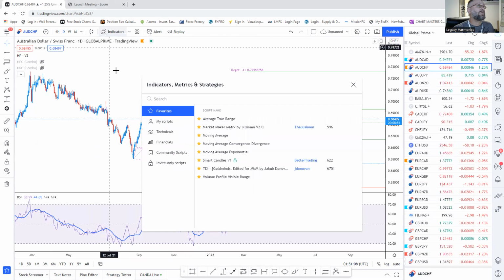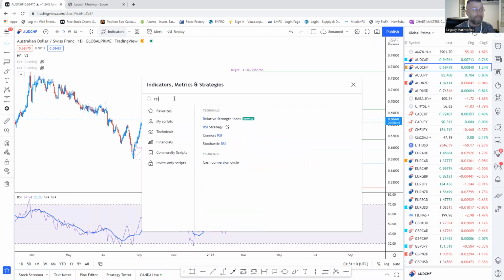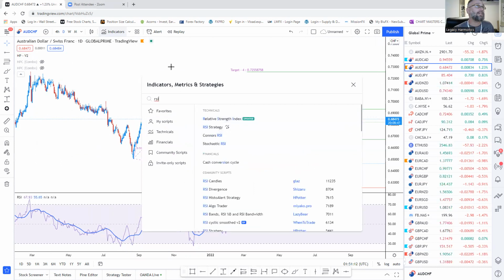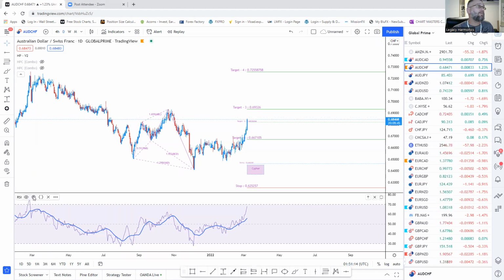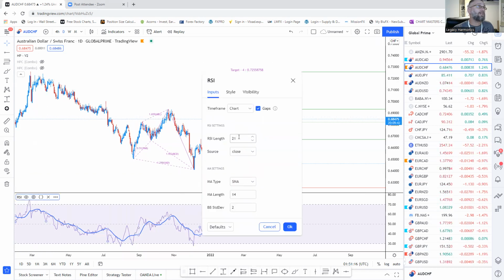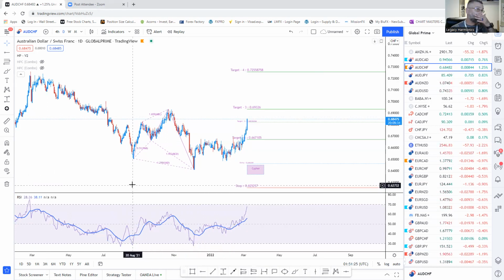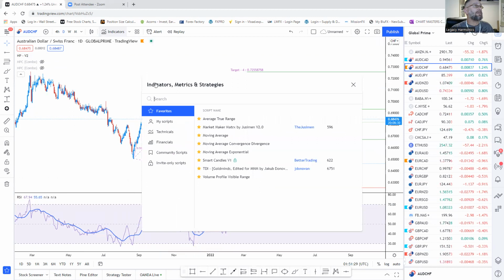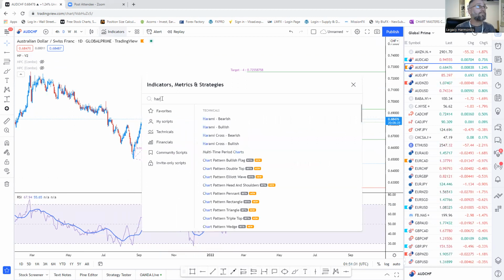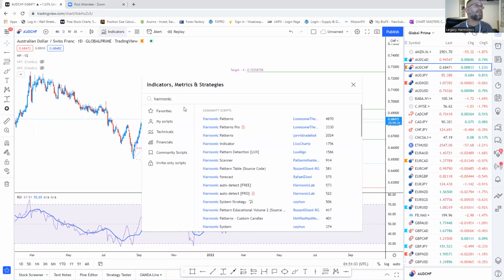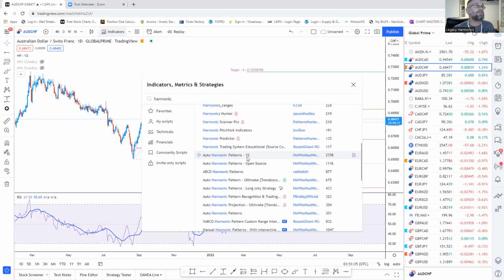So the first one, you're going to go to indicators, and you're going to type in RSI, and you're going to choose the relative strength index update. Then you're going to hover over it, and you're going to change the RSI to 21. Go to style. I change the RSI based MA to blue, and I do the second line. That's all the only things I change. Then you're going to go back to indicators and type in the word harmonic. You're going to scroll down till you find auto harmonics pattern V2.